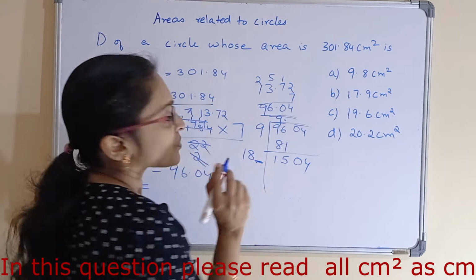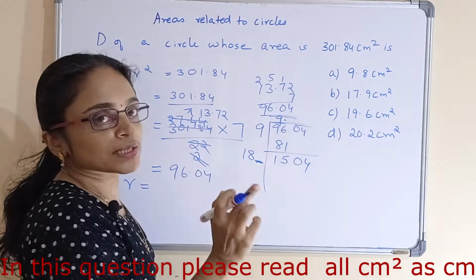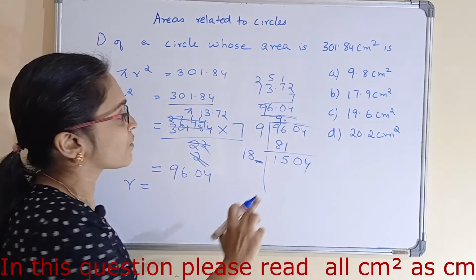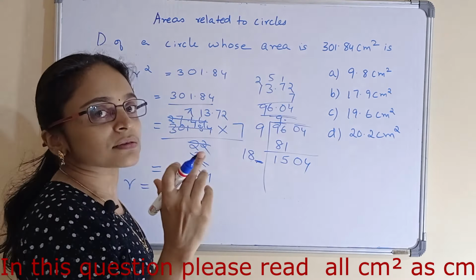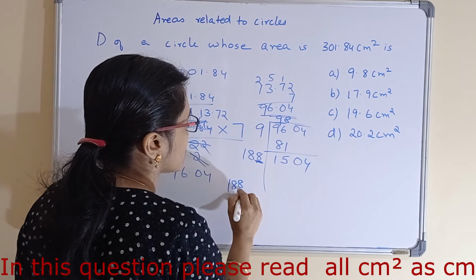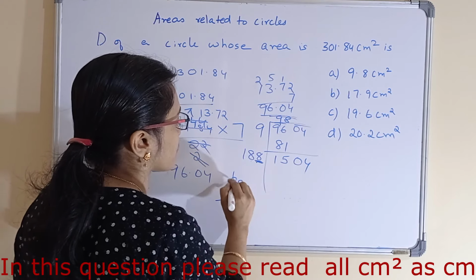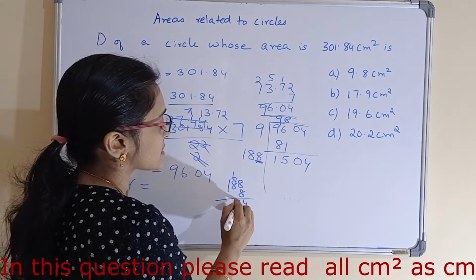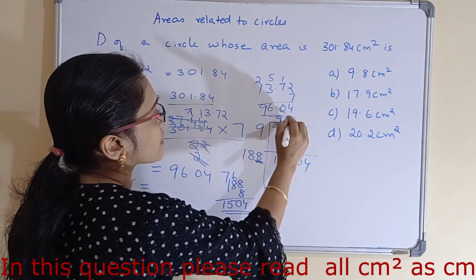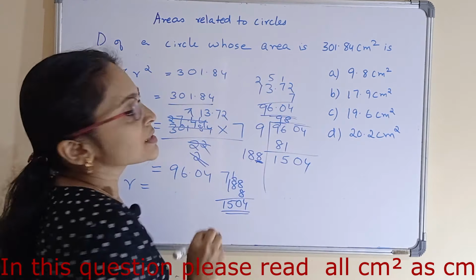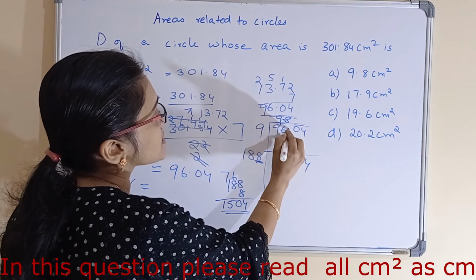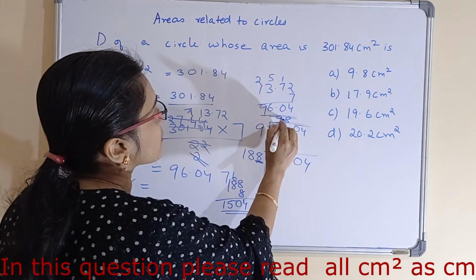That is, 8 eights are 64. If you multiply 2 and 2, the last digit will be 4, but 182 into 2 is not 1504. And 8 into 8, the last digit is also 4. So let us see if 8 satisfies this condition. So 8 into 8 is 64. Then 64 plus 6 is 70. 14 plus 1, 15. So 8, we can write this 8. So what is the square root of 96.04? It is 9.8. Since a point is there here, this will also have a point.